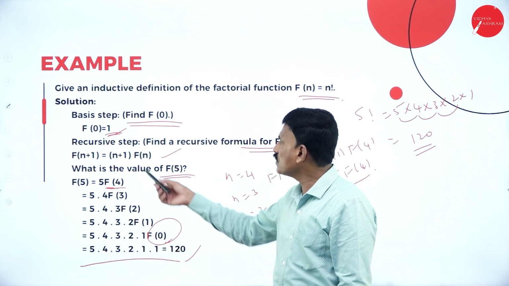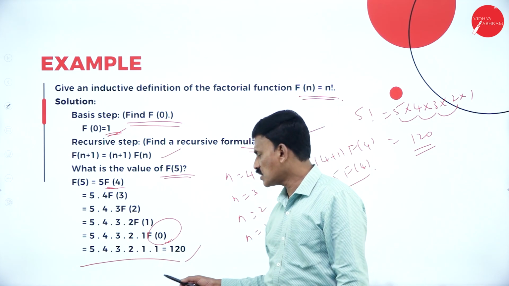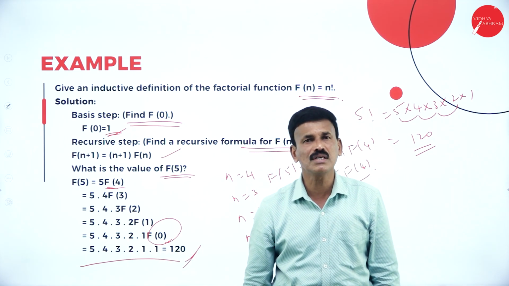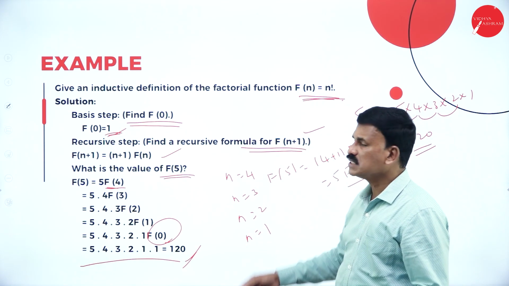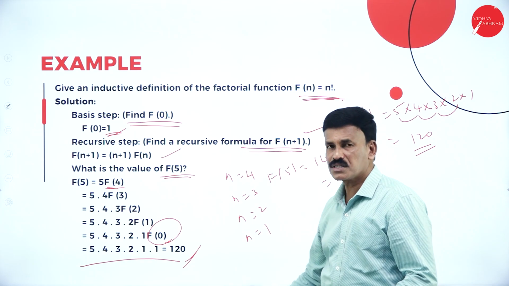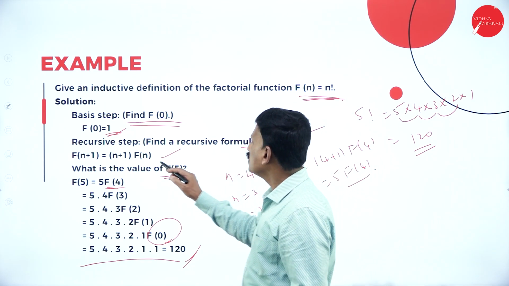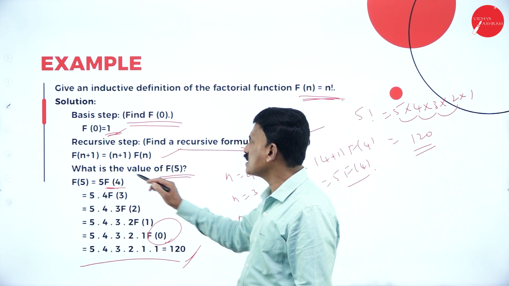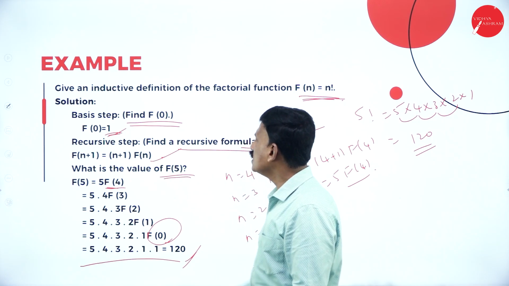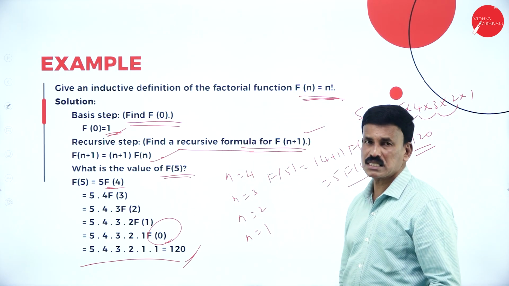What is f of 0? Since the first step is given, f of 0 is equal to 1. So the answer we are going to get is 120. This is how we are going to find the factorial of 5 using the recursive definition. So first convert the value of f of n plus 1 as f of n plus 1 is equal to n plus 1 into f of n. Okay, this is the best example.